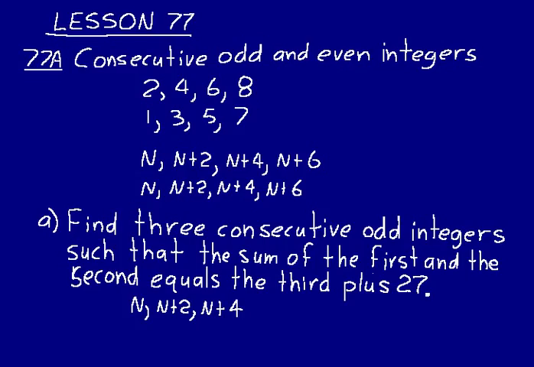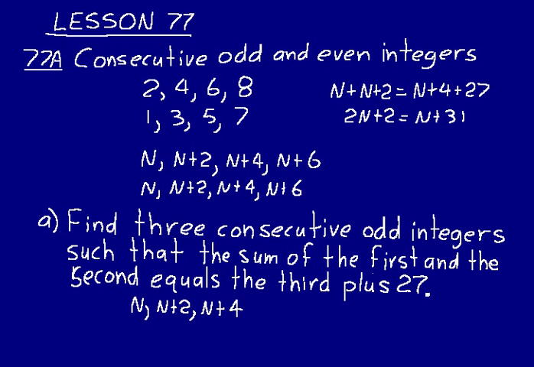So find 3 consecutive odd integers such that the sum of the first and the second, so we would add n plus 2, equals, so there's our equal sign, the third plus 27. So the third integer is n plus 4 plus 27. Let's go ahead and simplify on both sides. We can add some like terms. 2n plus 2 is equal to n plus 31.